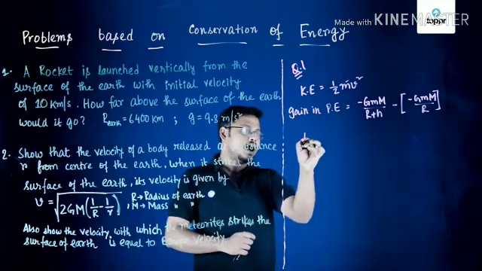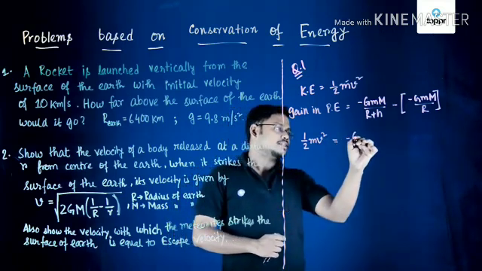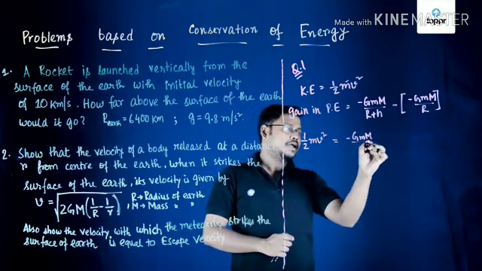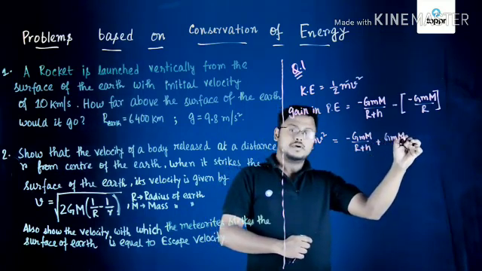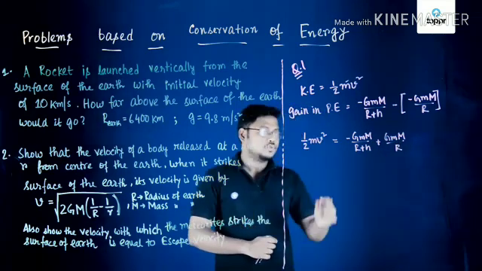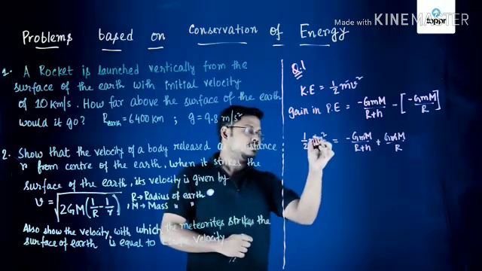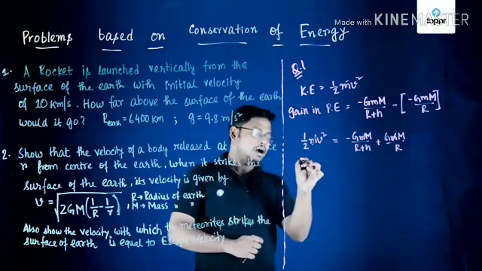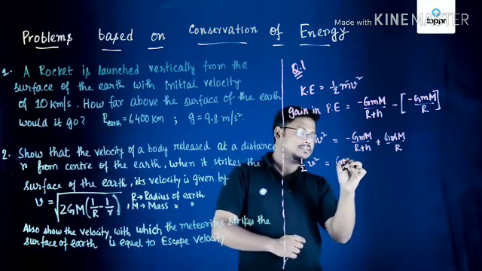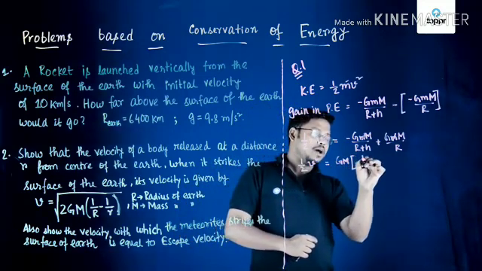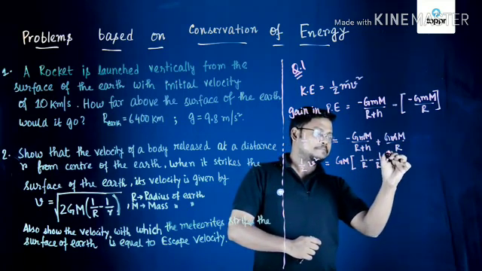So we can equate half times m into v square equal to minus GMm divided by R plus h plus GMm divided by R. So we can cancel the mass over here. Now we can restructure this equation as half times velocity square equal to, we can take GM as common, 1 by R minus 1 by R plus h.